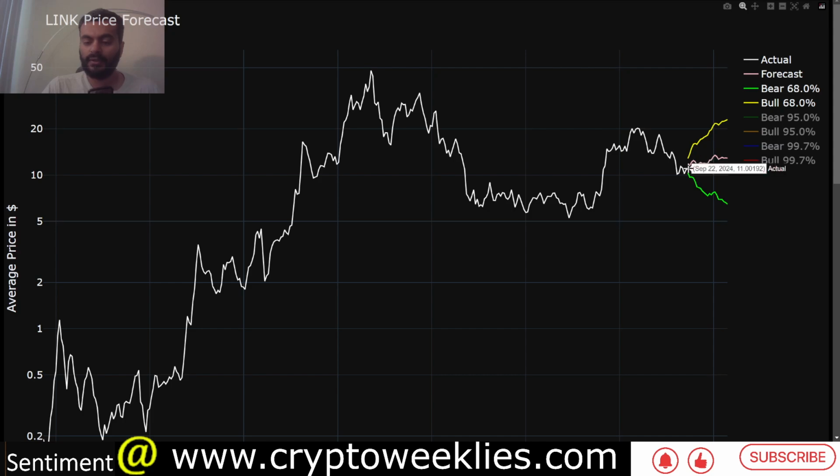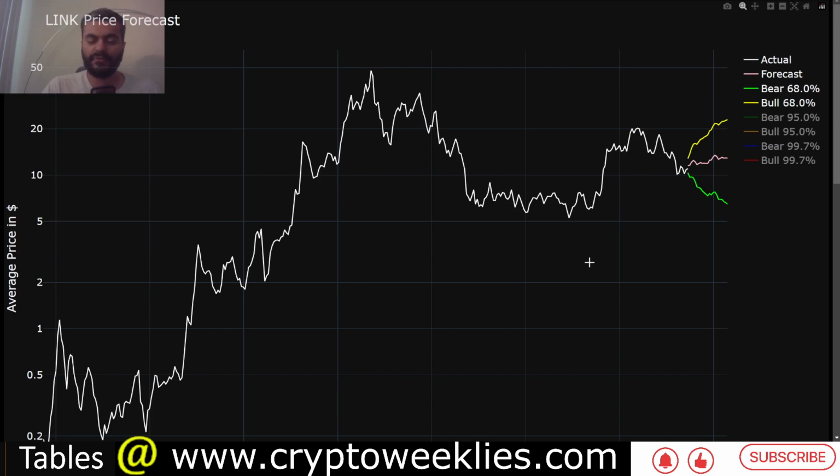Per the model, the base case forecast for Link for the remainder of the year is between $11 and about $13.50. The bear case is between $7.68 and $10.32, and the bull case is between $12.80 and $21.70.